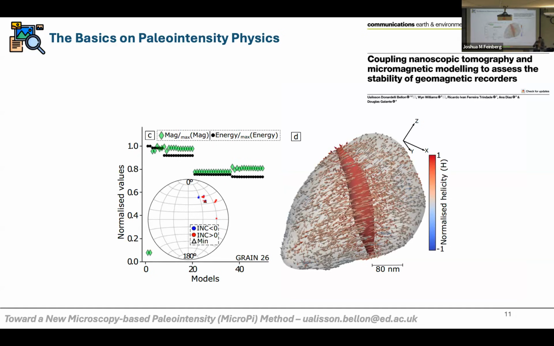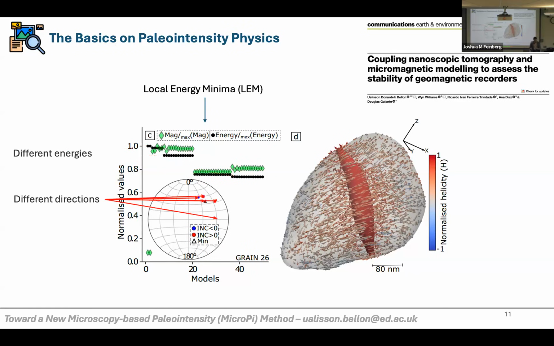So if you take these particles with the vortex state, and then you run several micromagnetic models, you can have different energies for different models. Basically, we are achieving local energy minimum states, and each of the states is a possible state for those particles, but they have different energies, and not only different energies, but also different directions. And then you ask yourself, which of these states is actually going to be assumed by that particle? Because we need to know that to actually calculate the TRMs. We need to know the properties of it.